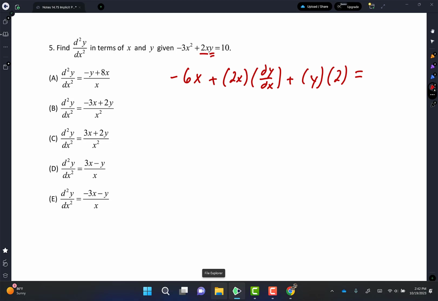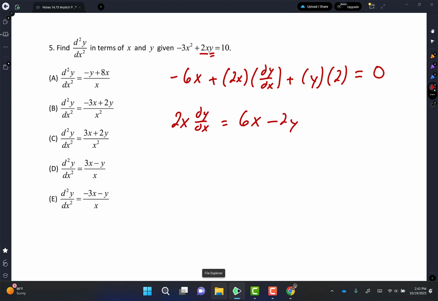Equals, what's the derivative of 10? 0. You're done with calculus. You're going to do a little bit of algebra. Just a little bit. So here we go. I'm going to leave the 2x dy dx here. I'm going to move the 6x to the other side, 6x, and the 2y, minus 2y. I don't see any big issue.